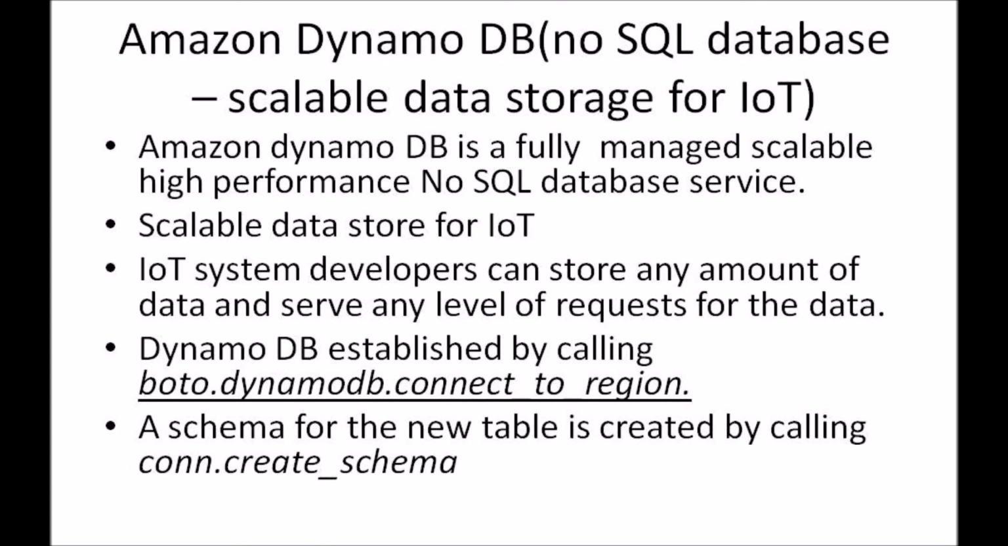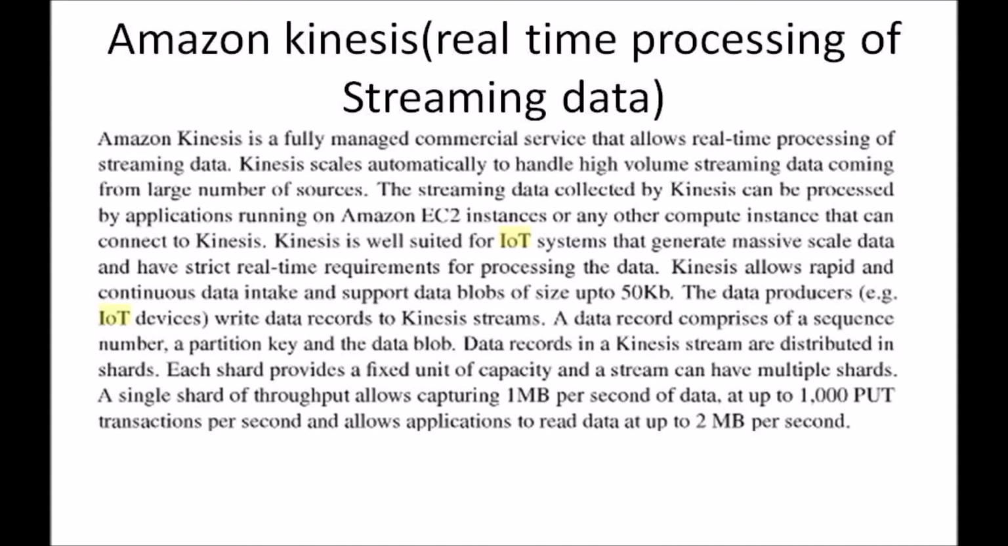The next in the series is Amazon DynamoDB. It is a NoSQL database, fully manageable and scalable, and it provides very high performance. IoT system developers can store any amount of data and take up any level of requests for the data. DynamoDB is established by calling the function dynamodb.connect_to_region, and the schema for the new table is created by calling conn.create_schema.